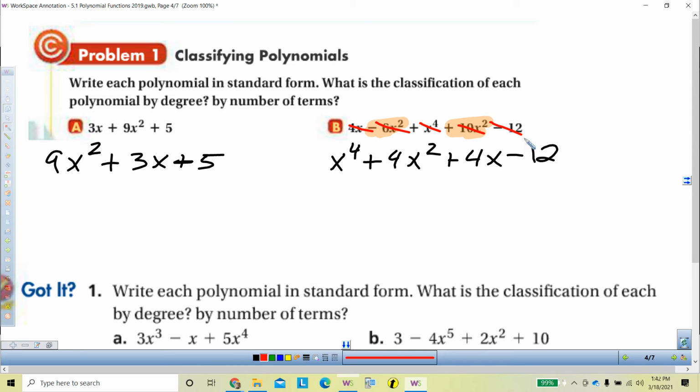Let's name them by degree and number of terms. So I want you to look at your chart, look for the highest degree, so the biggest exponent. That's what you're going to name it by degree, and then just count the number of terms. That's how you name it by number of terms. So what is this first one called?